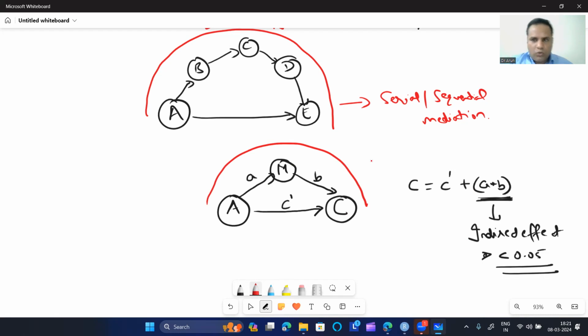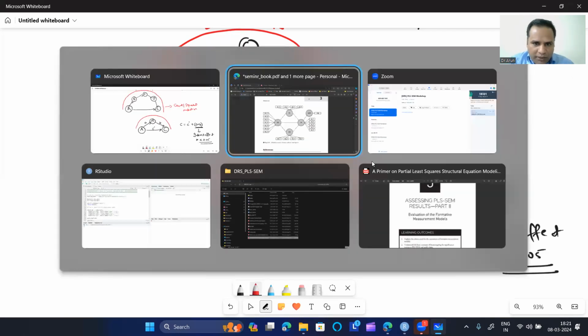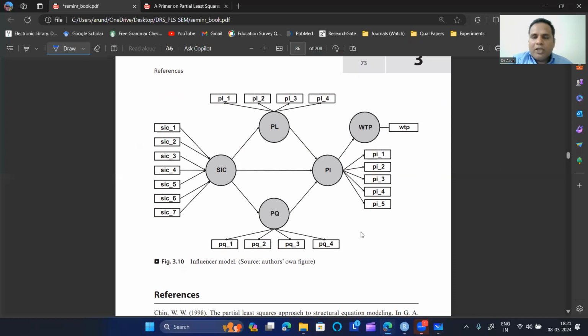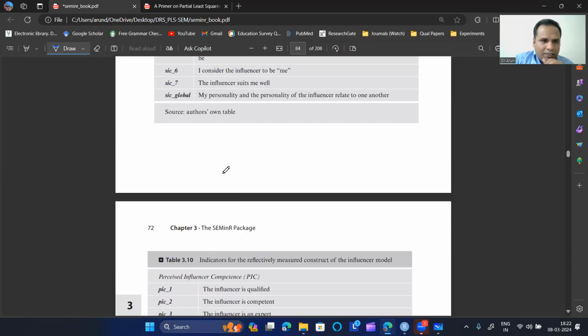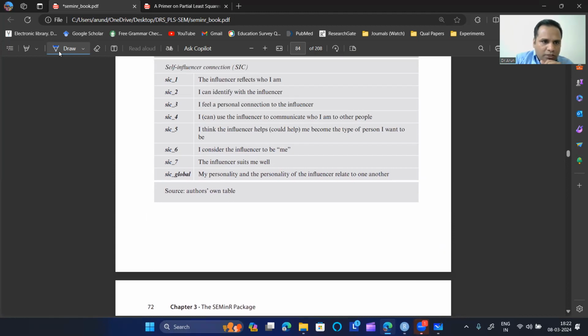Now, let us go and test a mediation model. Before I proceed, I have taken this particular example from the seminar reference material which has been provided to you. Yes. Now, all of you pay attention. There is one variable which is known as SIC. This is known as self-influencer connect. I'll show you here. These are some of the measurements, and let me remove this.